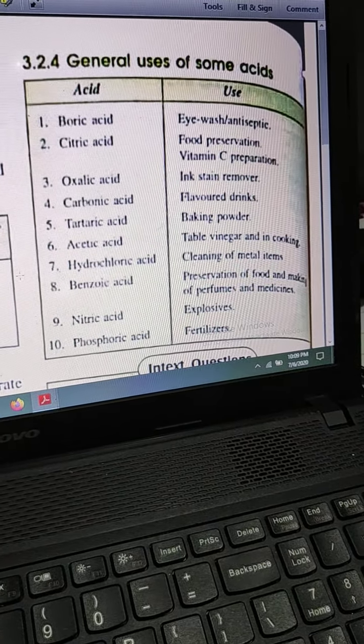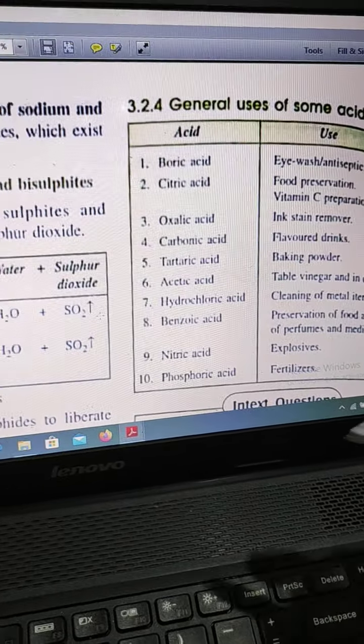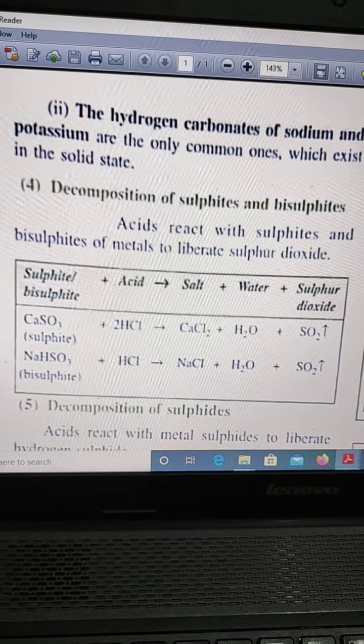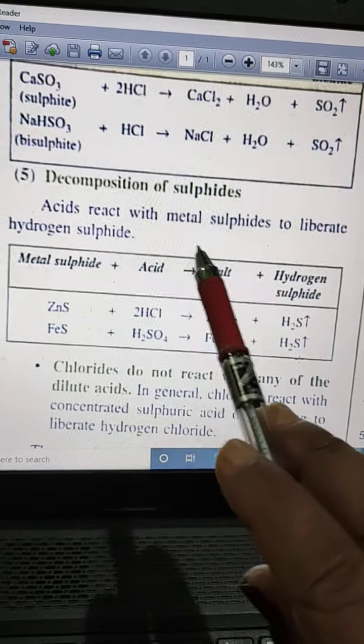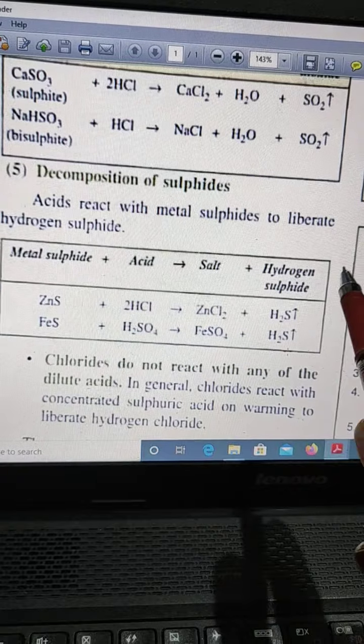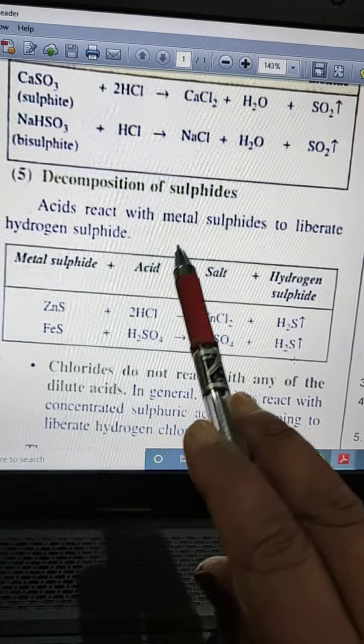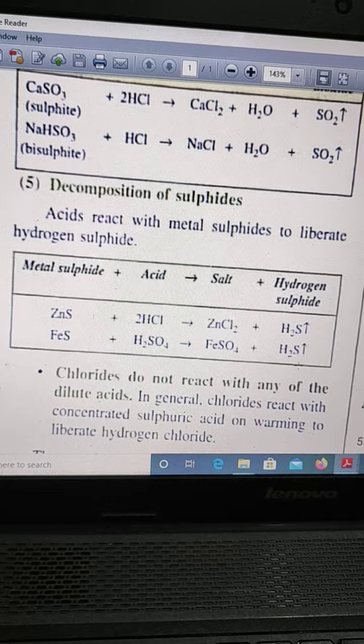Next, if you have sulfides or bisulfides, then the general equation is sulfide or bisulfide reacts with acid to give you salt, water and sulfur dioxide. Once again we will take an example. If you have calcium sulfide and it reacts with HCl, it will form a salt, calcium chloride, water H2O and sulfur dioxide SO2. Similarly with bisulfide also. And when a metal sulfide reacts with acid, it forms salt and hydrogen sulfide. For example, zinc sulfide when it reacts with HCl will form zinc chloride and H2S.